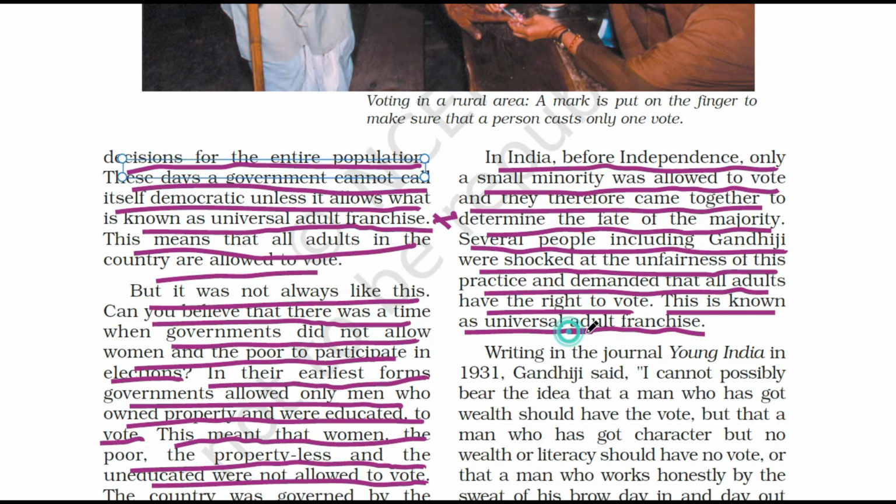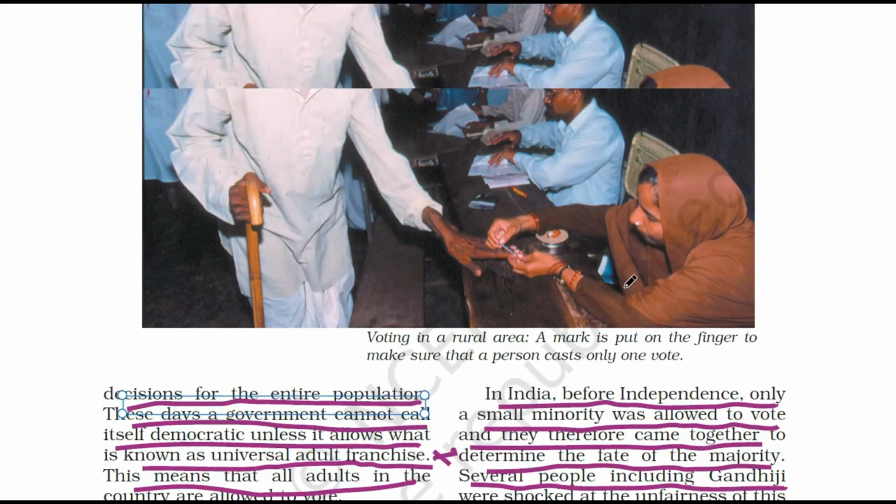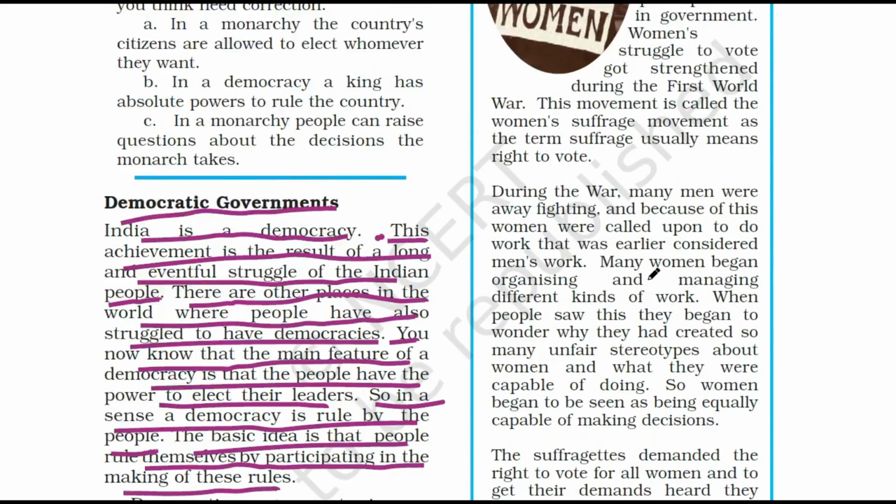So remember the word adult over here? In India, those above 18 years are termed as adults. So after 18, you will have the eligibility to vote. So before that, let's read about this.